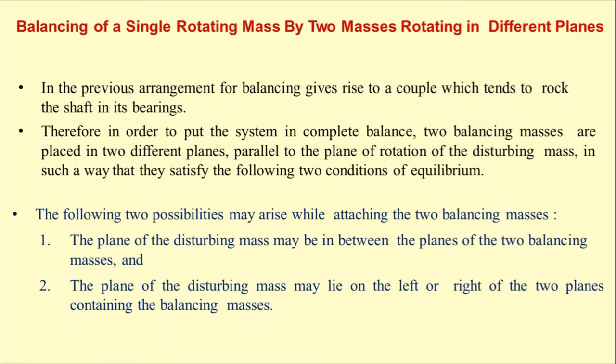The following two possibilities may arise while attaching the two balancing masses. Number one, the plane of the disturbing mass may be between the planes of the two balancing masses, and number two, the plane of the disturbing mass may lie on the left or right of the two planes containing the balancing masses.